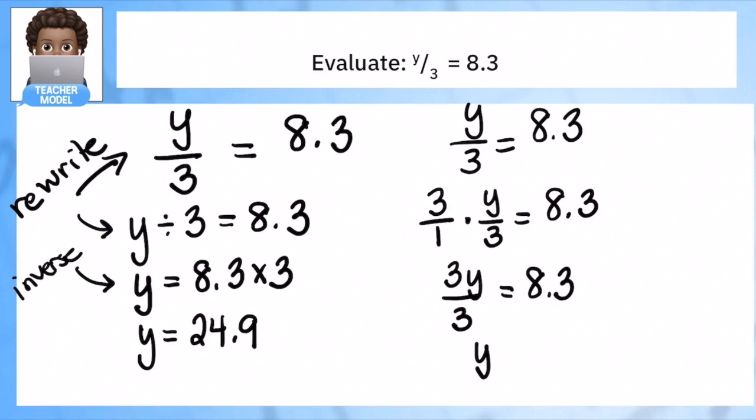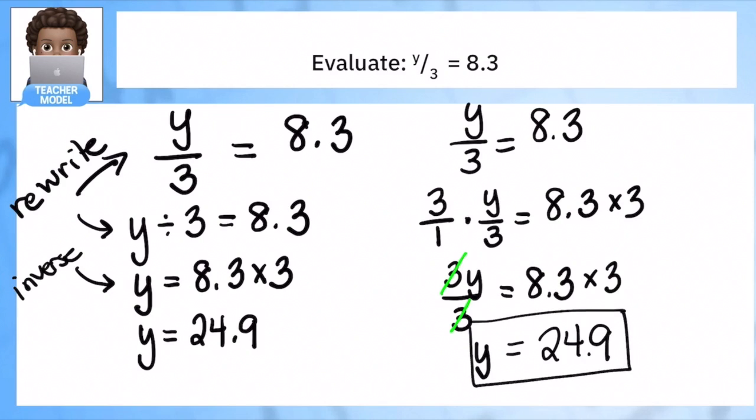So if you divided this side by 3 here, you just have to remember to do it on the other side too. And once you can do that, you can simplify the same way we were doing. 8.3 times 3 is still going to give us 24.9. So both of these methods work. All I did here was I used my multiplication, and it's still an inverse, so I still see division, and I'm just multiplying by its opposite.